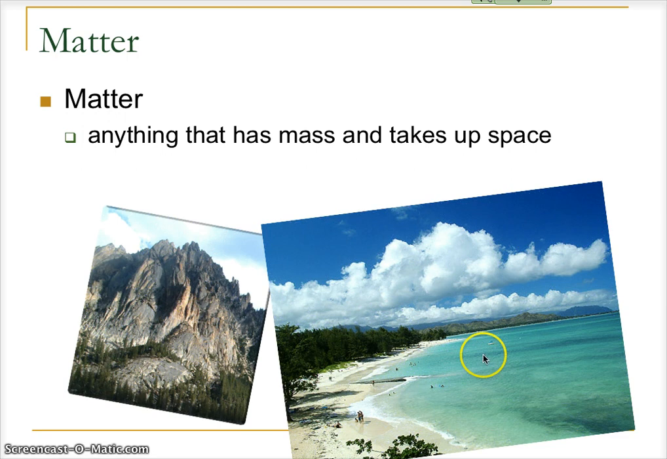And so if you look in these pictures, you see matter. Pretty much anything that you see in here is matter. The water, the beach, the people, the trees, the leaves, the sand, even the clouds and the sky, the mountains in the background, the trees over here, the rock, the cloud. It's all matter. Anything that has mass and takes up space is matter.